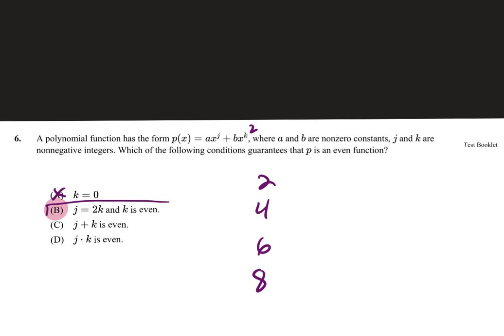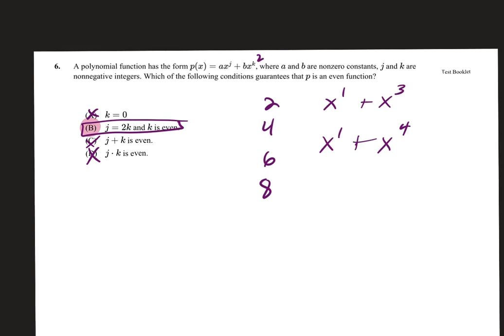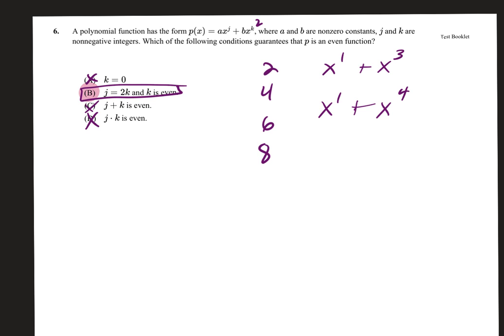So that's that one. If it said j plus k is even, well, I could have x to the 1st plus x to the 3rd. Add them, that's an even number, but they are both odd. So that doesn't work. j times k is even: I could have x to the 1st plus x to the 4th. My product is even, but I have an odd exponent, okay? So that one doesn't work either. So if the expression is confusing, try some numbers out and see what would work there. That's the only one that works. Any questions overall?